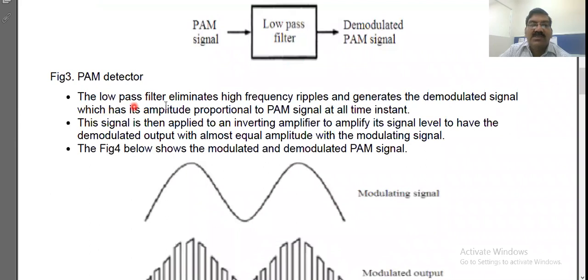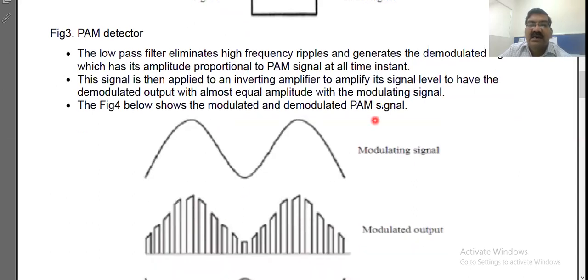Here the low pass filter estimates the high frequency ripple. It eliminates the high frequency ripple, as I told here, and generates the demodulated signal, which has its amplitude proportional to the PM signal at all the time instances. So at all time instances, this is the modulating signal, this is the modulated signal, and this signal is then applied to the inverting amplifier.